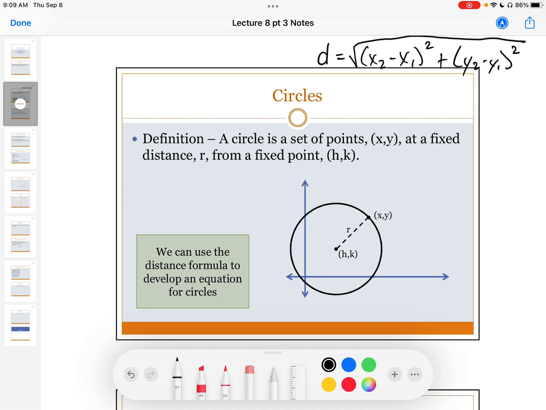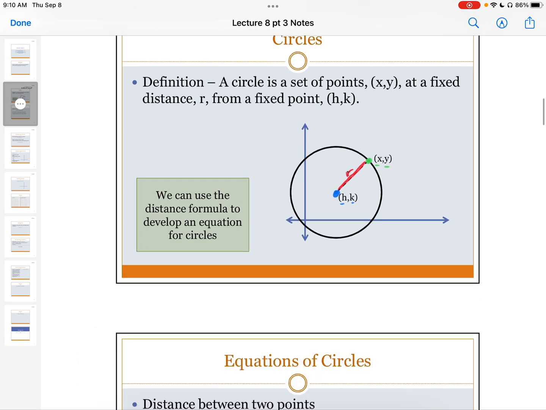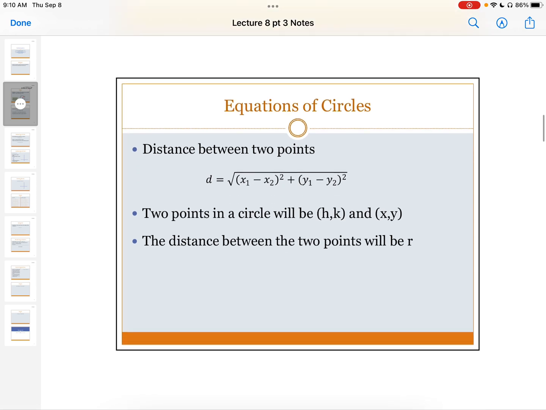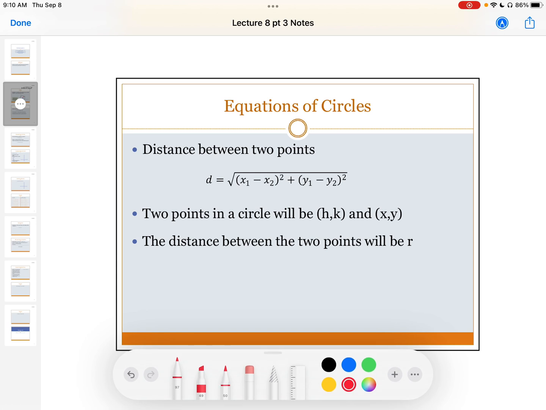So if you guys are looking at this, we have a point, and that point is h and k. We have another point, and that other point we're going to call x and y because there are an infinite number of x and y points. And then we're going to look at the distance that is between that x and y point, and that is our radius r. Okay, so using all of that information there, we're going to go over how we turn this distance formula into our standard form of a circle.